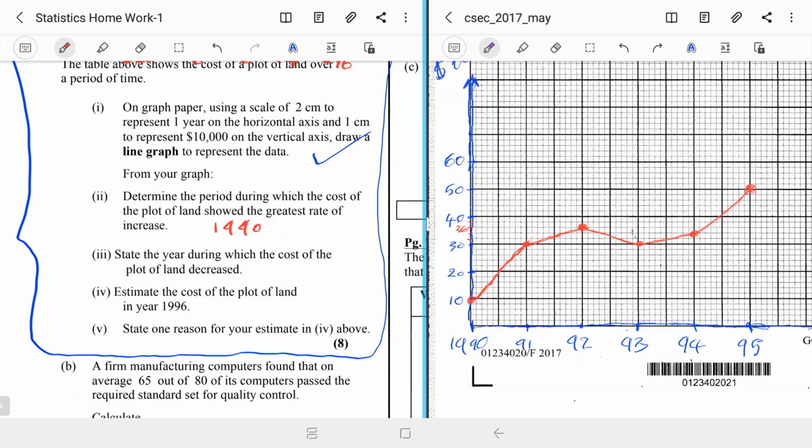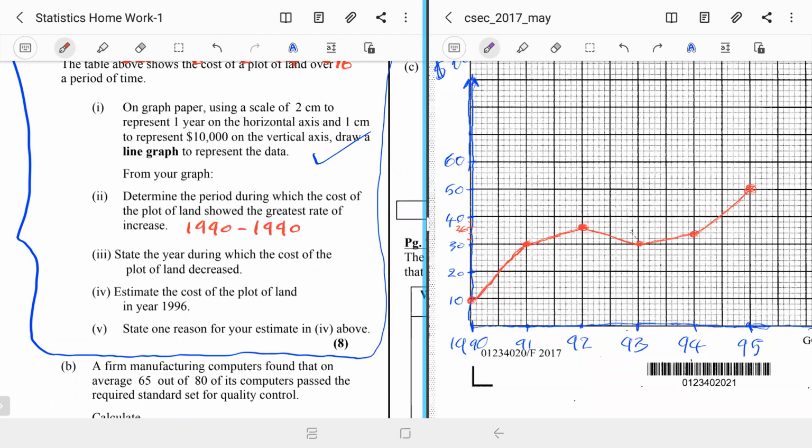1990 is a point. You're asking for a period. It has to be between 2 years. And you also cannot say 1991. You have to represent this part of the graph, which spans 1990 to 1991. So that's what you have to answer: 1990 to 1991 is the period in which you had the greatest increase.